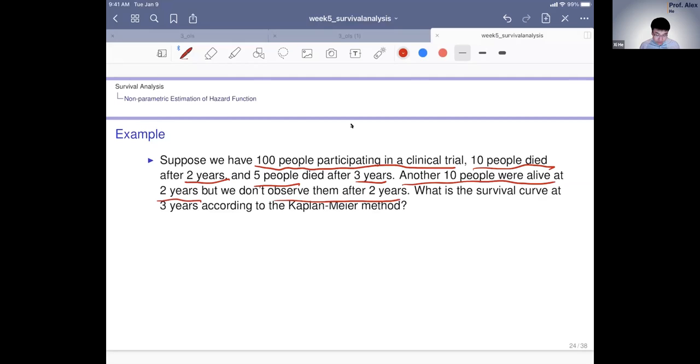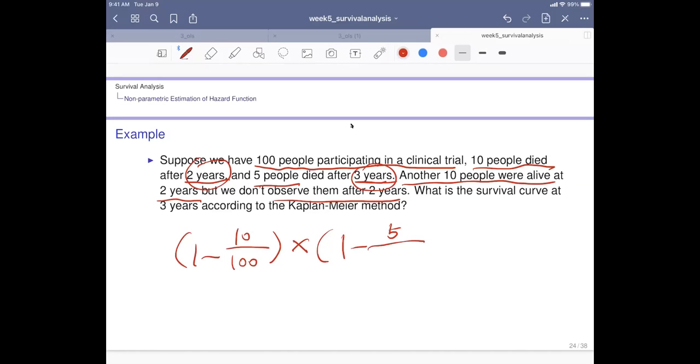So now let's do this calculation again for the survival curve at 3 years. First we have 1 minus, again, these two event times. For the first event time, the people who have died is 10 and people who could have died is 100, and I think that's not ambiguous. And then times the second time point, t equals 3, the people who died at that time is 5. The people who could have died is 90.